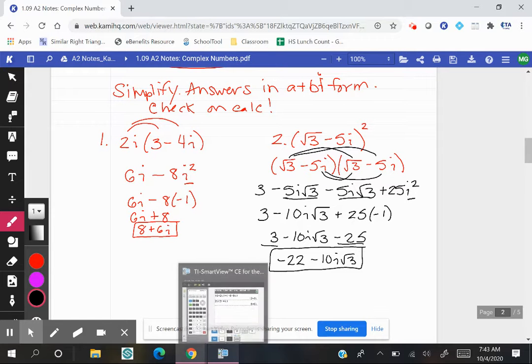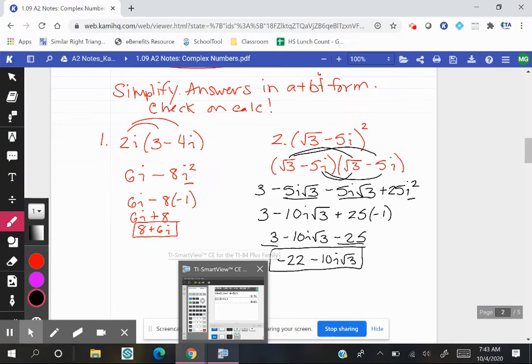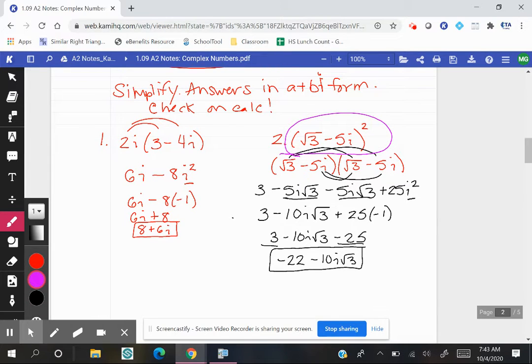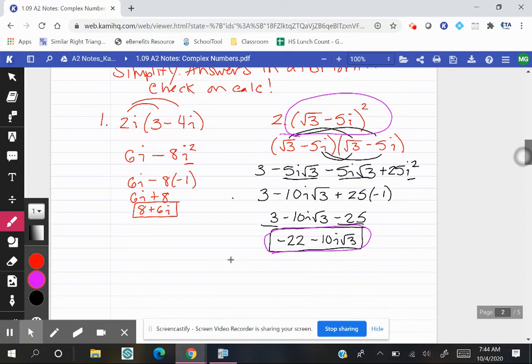Now to check this in your calculator, you're going to type in the original right here. And then you're going to get something that looks a little bit funky, because it'll have this long decimal in it and the i. So then you're just going to type in this as well and make sure it matches up with that answer. So you type in the original and then you type in the answer. Pause right now and check that.